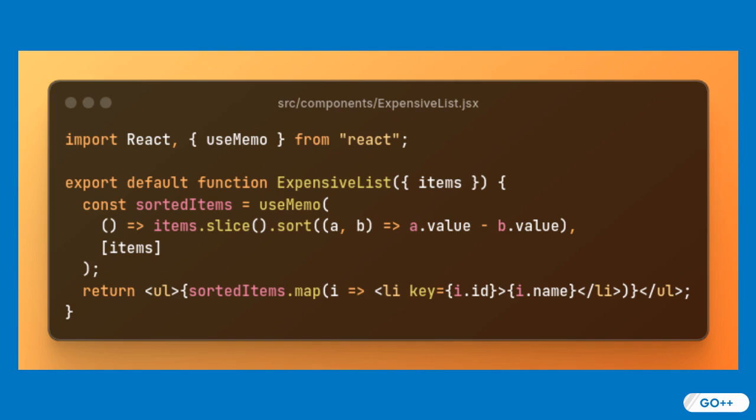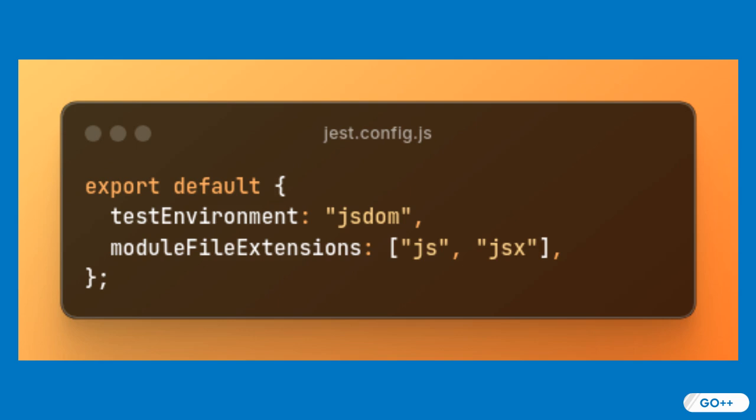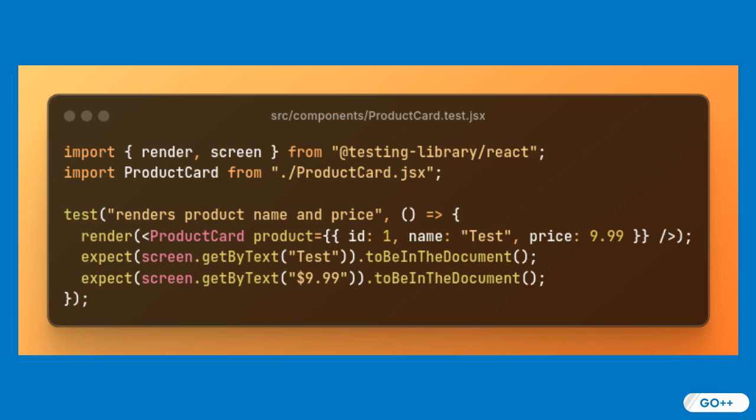large lists. A minimal Jest configuration for React 19 projects, enabling jsdom for DOM testing and supporting both JavaScript and JSX modules. This configuration supports fast, reliable unit and integration tests for all components in the project. This test file uses React Testing Library to verify the correct rendering of the ProductCard component. The test ensures that both the product name and formatted price appear in the document, validating the output and helping detect regressions in UI rendering.